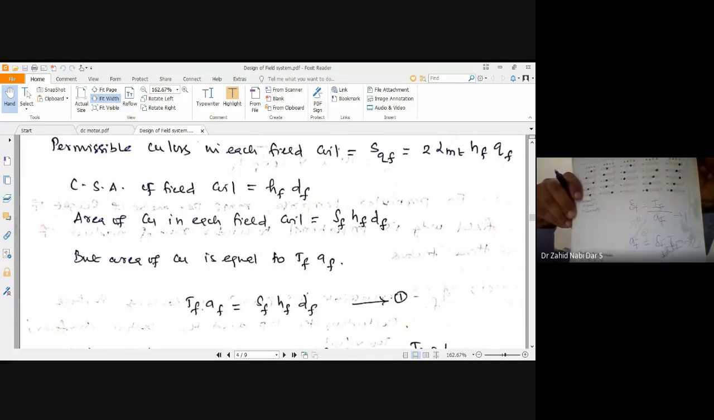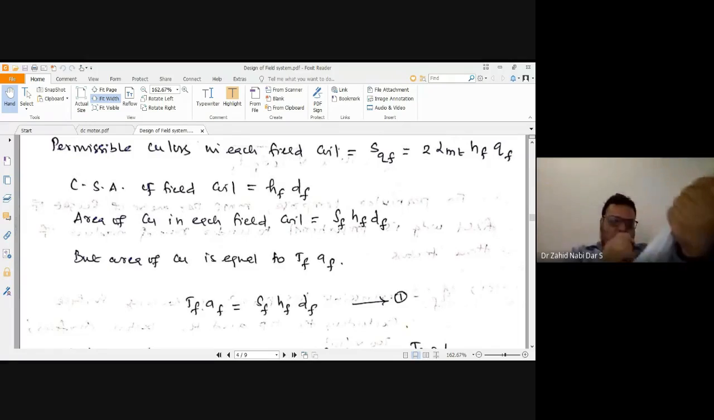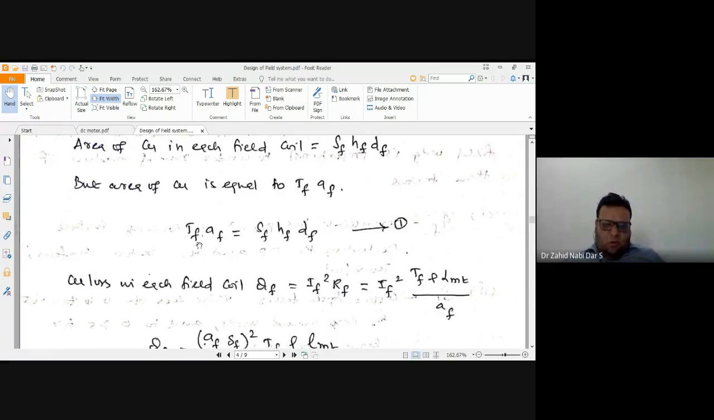Now you can write directly instead of this. What I have written instead of IF AF. IF into AF would be equal to SF HF into DF, because area of copper is equal to AF, which is IF by δF. So your area of copper, that is IF by δF, is equal to SF HF into DF.